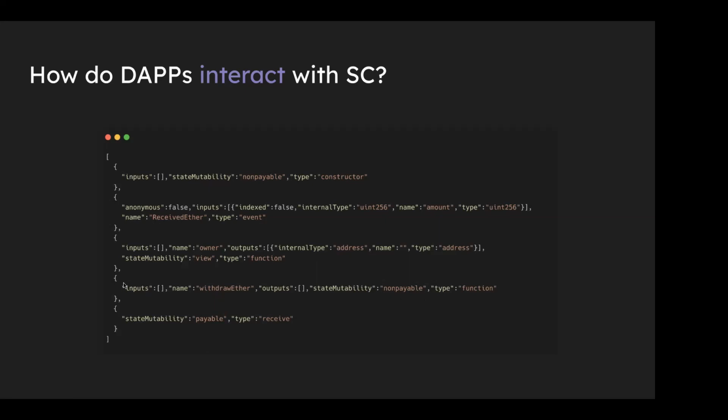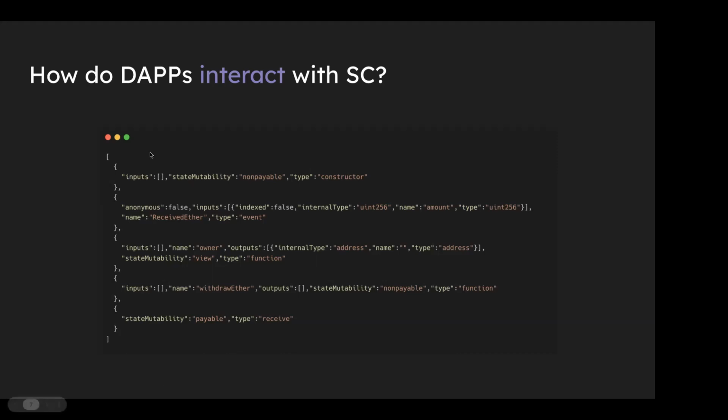It accepts nothing and outputs nothing. And our receive function has a special type, receive, and state mutability payable, which means that it can receive Ethereum.